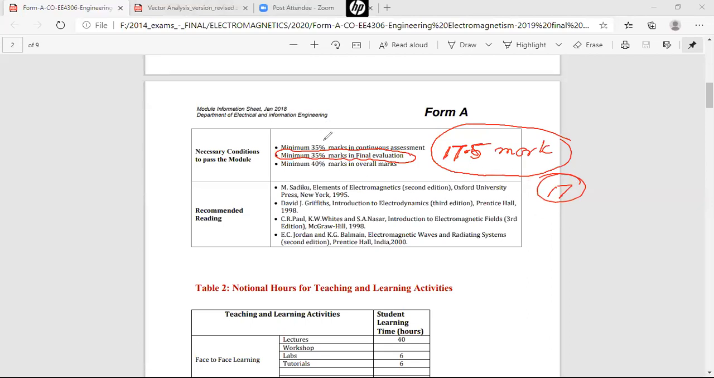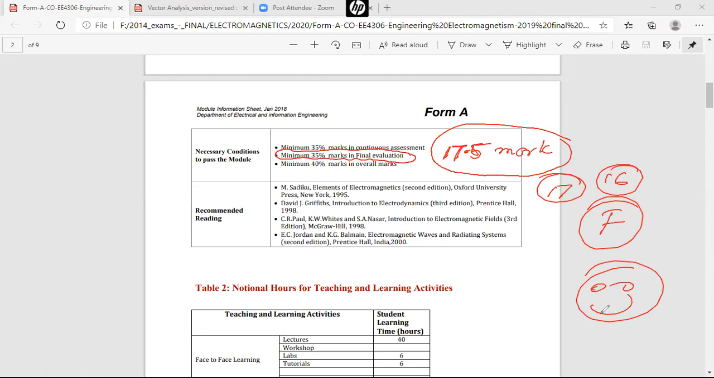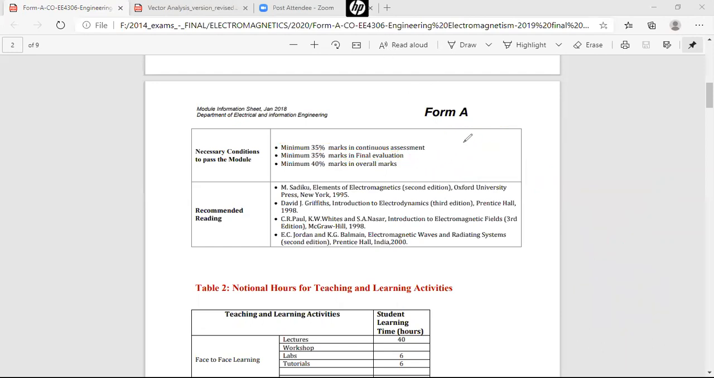If you have good marks for the continuous assessment, but you score around 16 or something for the end exam, then definitely you are a failed student. Okay, so keep in mind that you can't be happy. The status will change once you score less than 17.5. So keep in mind that at least you have to score this amount for the end exam. And these are some recommended readings, especially you can find this book in the library.